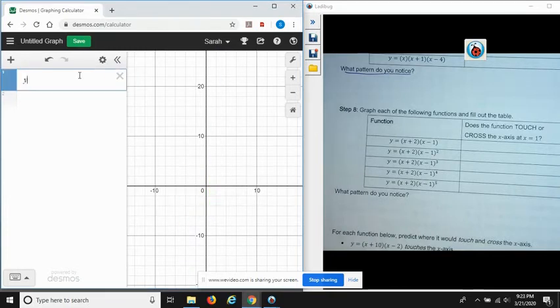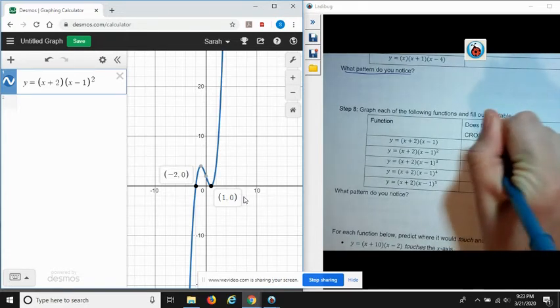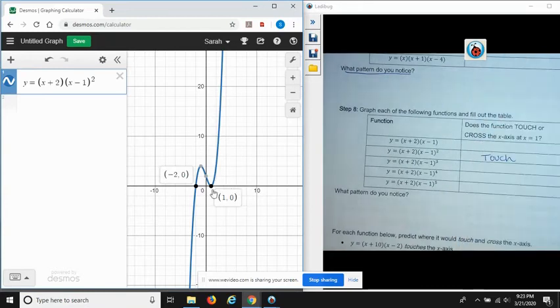So what you guys are going to do is type in one of your functions. I'm going to do the second one down, x plus 2, x minus 1 squared. So remember that crosses is something like this, the -2, 0. Touches is something like this, the +1. And so it asks you, does the function touch or cross at x equals 1? So I want you guys to answer that question. For this particular one, it's going to just touch. Okay. And at x equals 1, it's just talking about this particular spot. So you're looking for patterns again there.